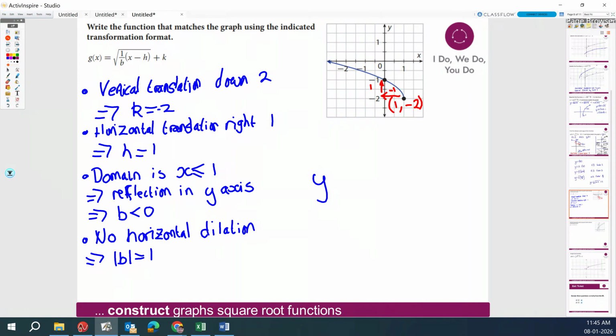So we get g of x is equal to minus 1 bracket x, we have minus 1 close bracket minus 2. Why is it minus, not 1? Because you reflect over it. The domain changes, so x is less than. So it doesn't have anything to do with the actual dilation.